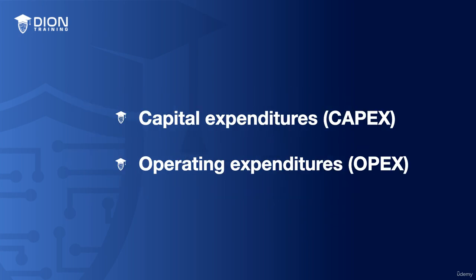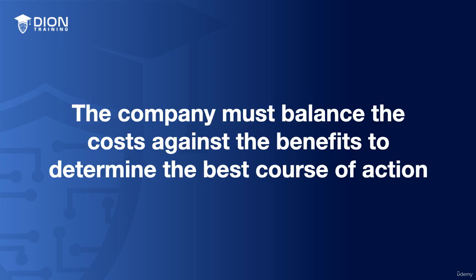So remember, capital expenditures and operational expenditures are two distinct types of expenses that businesses incur. Capital expenditures refer to the expenses incurred for the acquisition of long-term assets, while operational expenditures refer to the ongoing costs associated with maintaining a company's current level of operation. It is important to understand the difference between capital expenditures and operational expenditures to make informed decisions about investments and expenditures. While both types of expenses are essential for the success of a business, each has its own unique benefits and drawbacks. The company must balance the costs against the benefits to determine the best course of action for them.